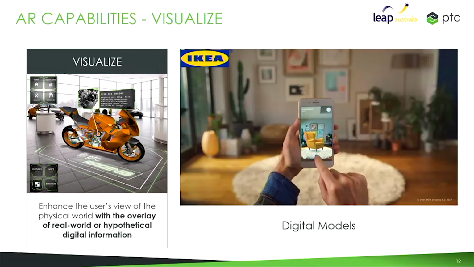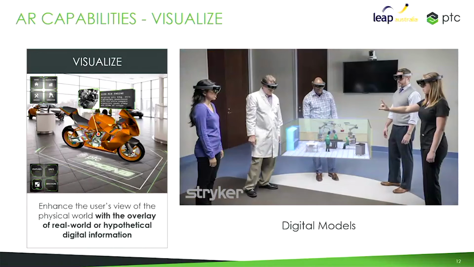Okay, but in terms of engineering usage of that, we can view digital models, right? So this is an example. Stryker, big American medical company, is a PTC customer using their CAD and PLM solutions. They're using AR for helping design operating theatres. Okay, so I can go into that space, show it at a small scale, zoom it up to full size, walk around that room and see what's going to fit, what's going to work in that layout.